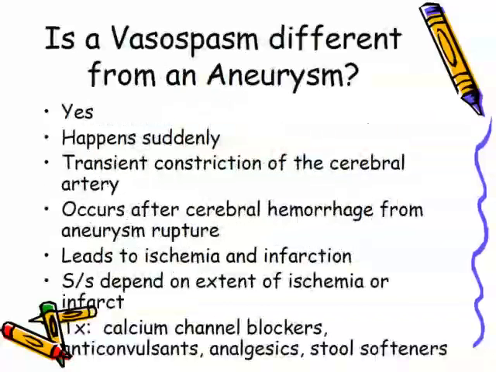Probably the thing that's different between these two is that these patients many times will develop what we call a vasospasm, and this is a sudden, dangerous, and transient constriction of the cerebral artery, and it often occurs after a cerebral hemorrhage from an aneurysm rupture. So blood flow to the distal areas of the brain is then diminished, and this can lead to cerebral ischemia and infarction and further neurological dysfunction.